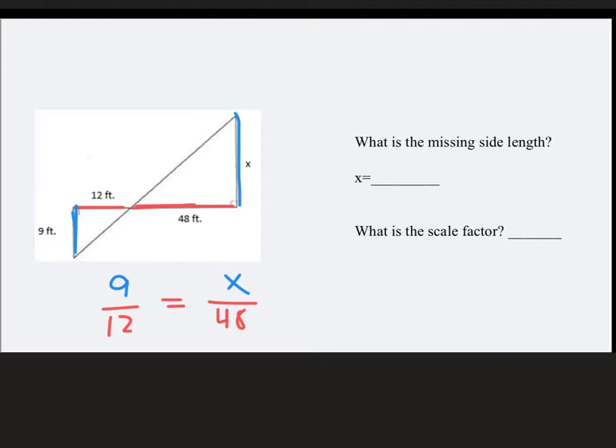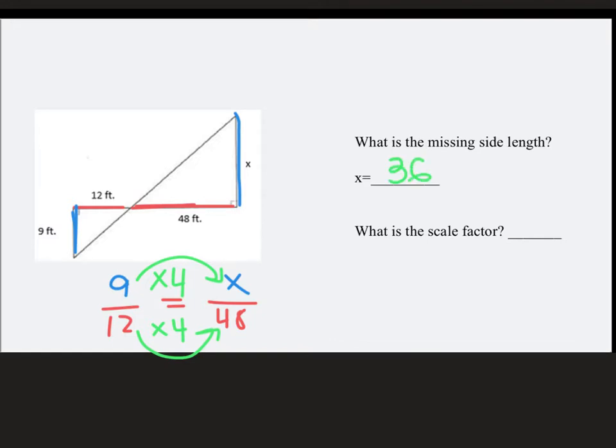There are a couple of ways you can do it. You can absolutely cross multiply then divide. If you did that, you would multiply 9 and 48 and then divide by 12. Or some of you might be able to already see it. You can tell that from 12 to 48 you multiply by 4, and if you do that on the bottom, you can do that on the top as well, which tells me my x value is 36.